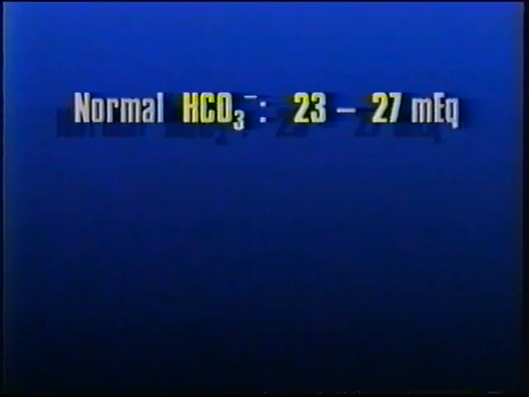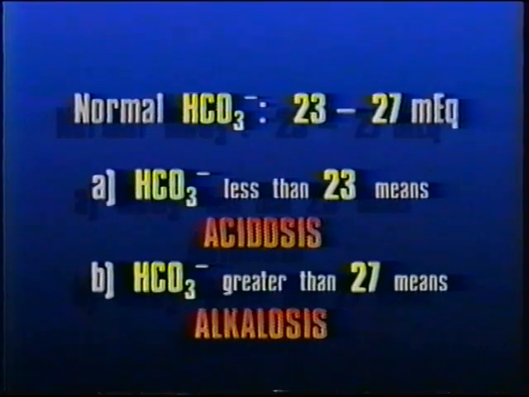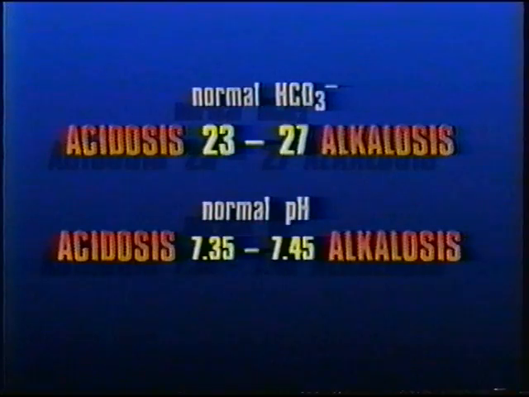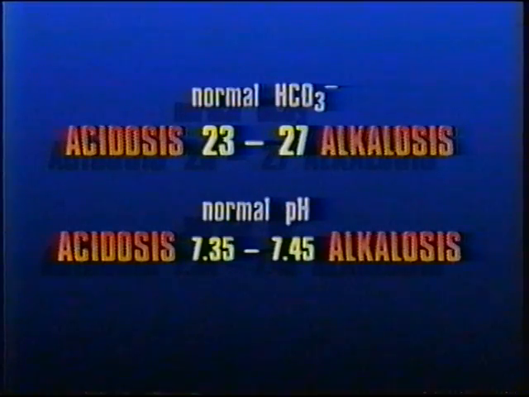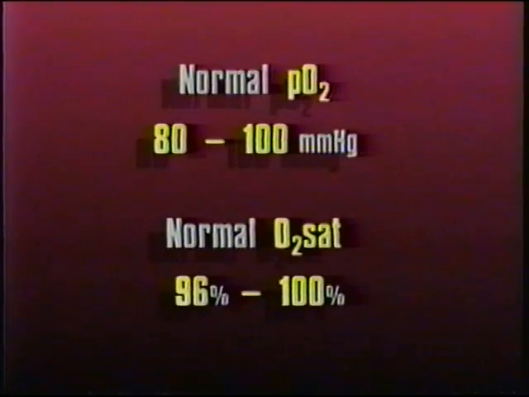A normal bicarb, or HCO3, is 23 to 27 milliequivalents per liter. A bicarb value below 23 is called acidotic, and a value above 27 is called alkalotic. This one's easy to remember. It moves in the same direction as the pH. Below normal values means acidosis. Above normal values equals alkalosis. A normal PO2 is 80 to 100 millimeters of mercury. Meanwhile, a normal O2 sat is 96% to 100%.